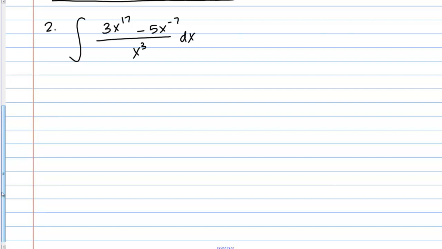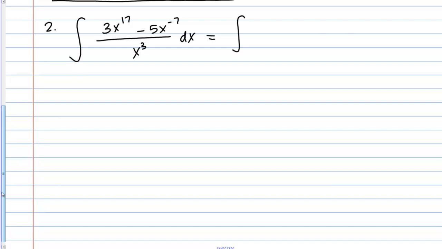So, this is maybe a little strange looking, but if we just use a little bit of algebra to rewrite the problem to begin with, then we can use our familiar basic rules. Okay, so how can we rewrite this? Well, I have two terms in the numerator and they're over the single term in the denominator. And whenever you have multiple terms in the numerator, you can always split those up.